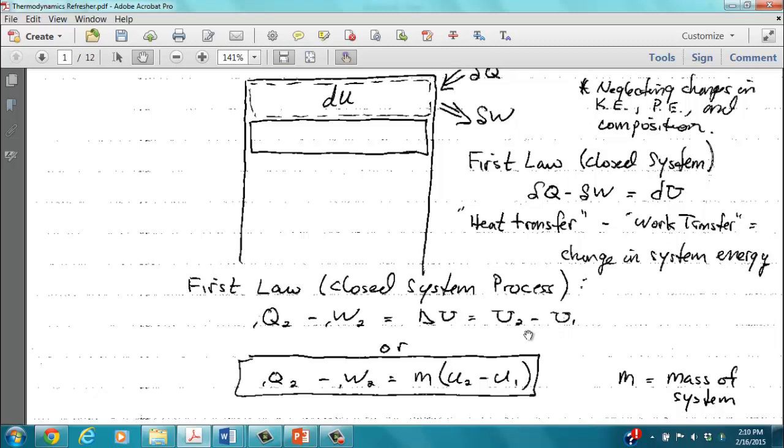Okay, what does that mean? Well, let's suppose that you went from state 1 to state 2, and you went along a certain path.